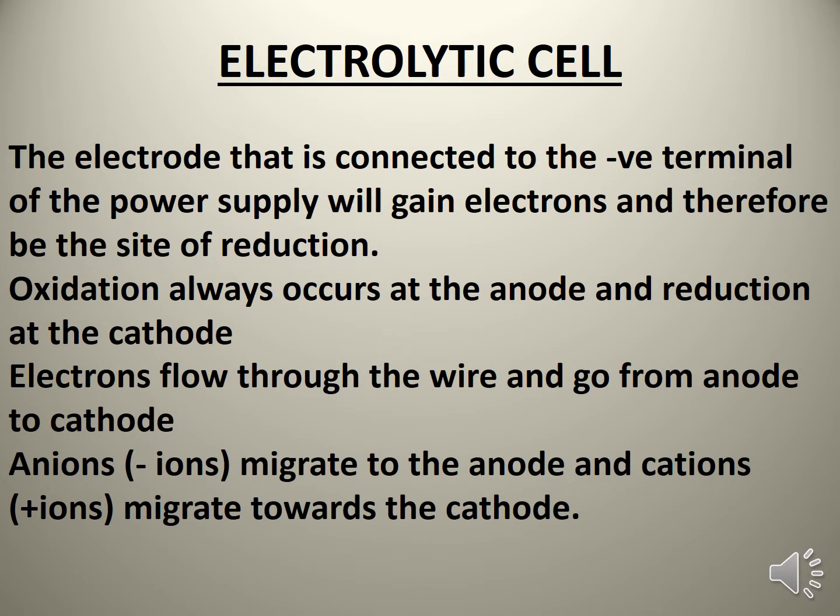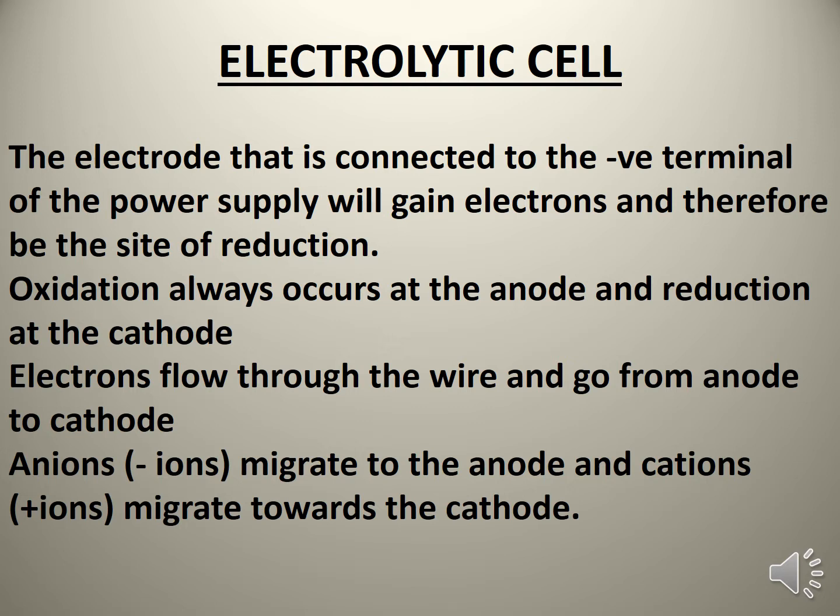The electrode that is connected to the negative terminal of the power supply will gain electrons, and we know that gain of electron is known as reduction. So the electrode which is connected with the negative terminal of the battery will gain electrons and the process of reduction will take place. Oxidation always occurs at anode and reduction at cathode.